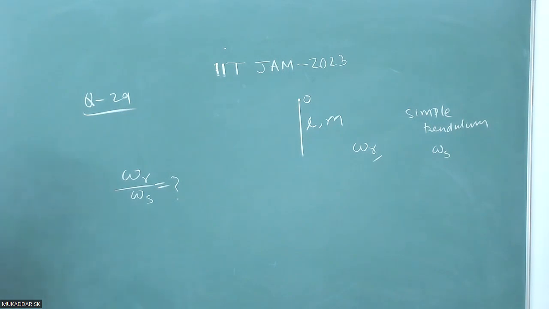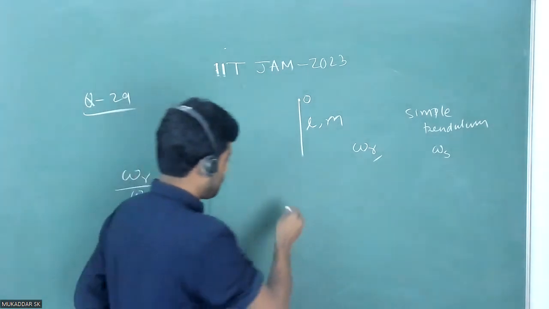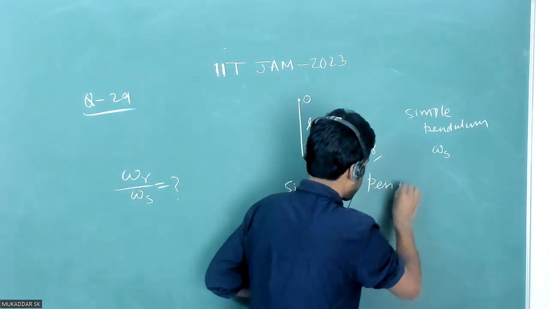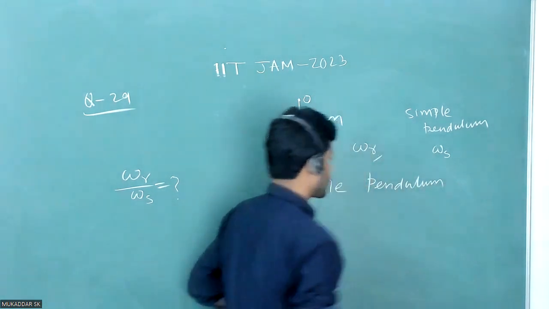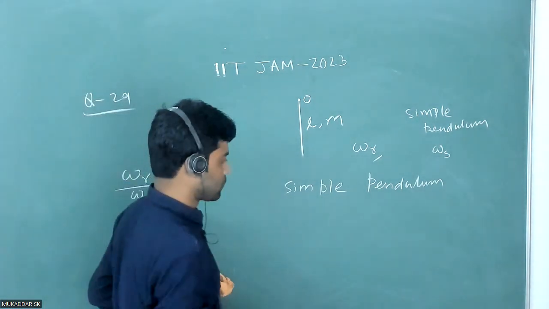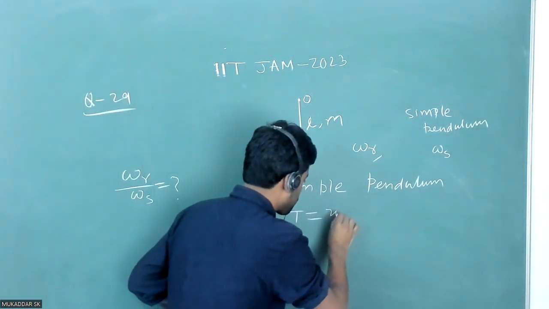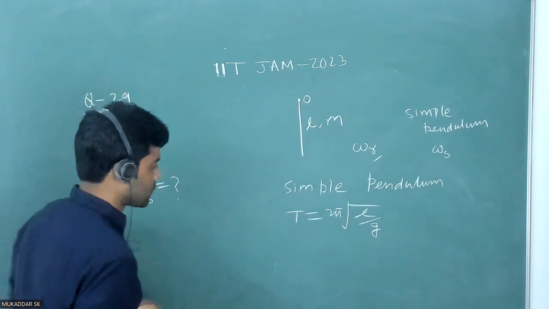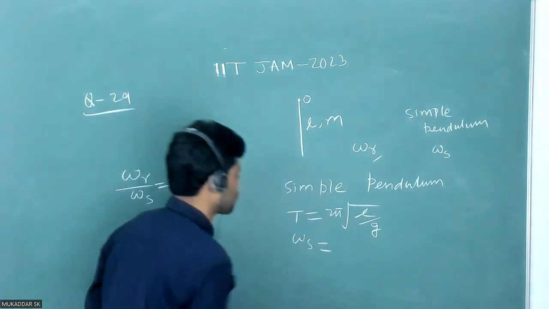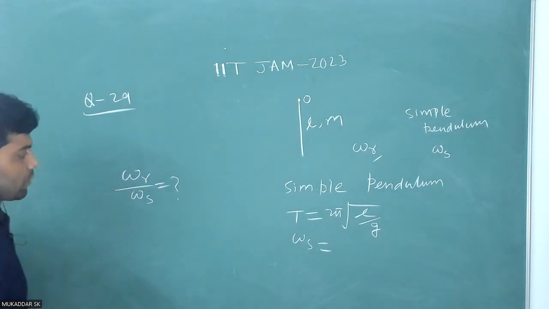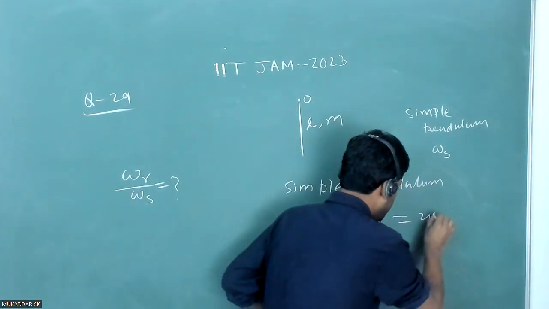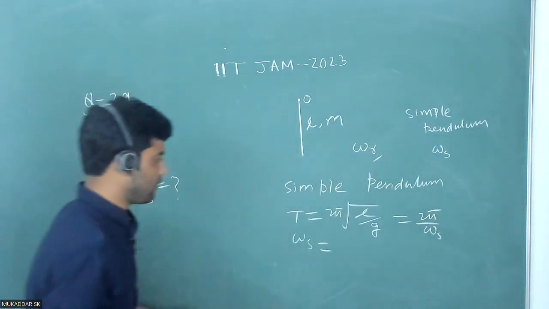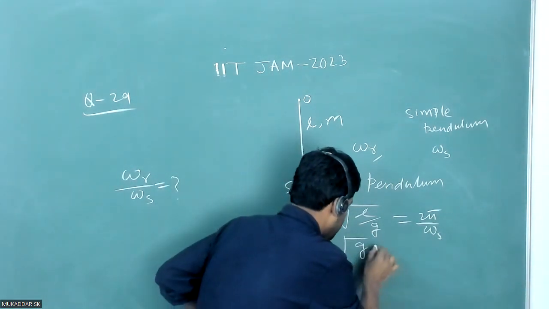Okay, so as we know that for a simple pendulum, T is nothing but 2 pi square root L by g. So omega s will become, because T is nothing but 2 pi by omega s, that symbol is given omega s, right? 2 pi will be cancelled and we will basically get root over g by L.